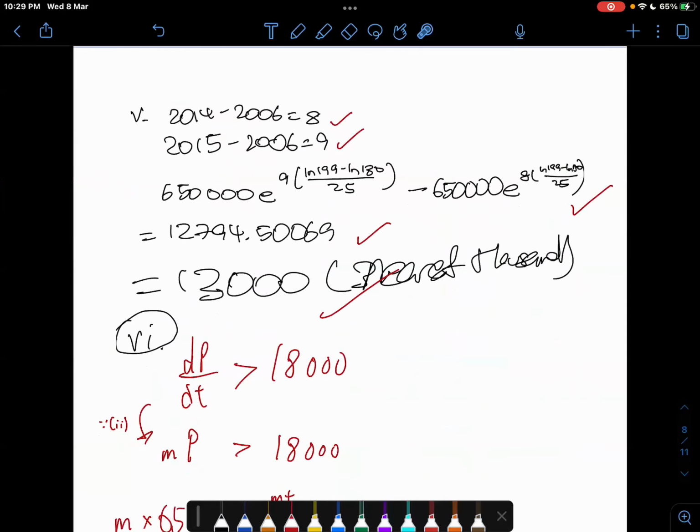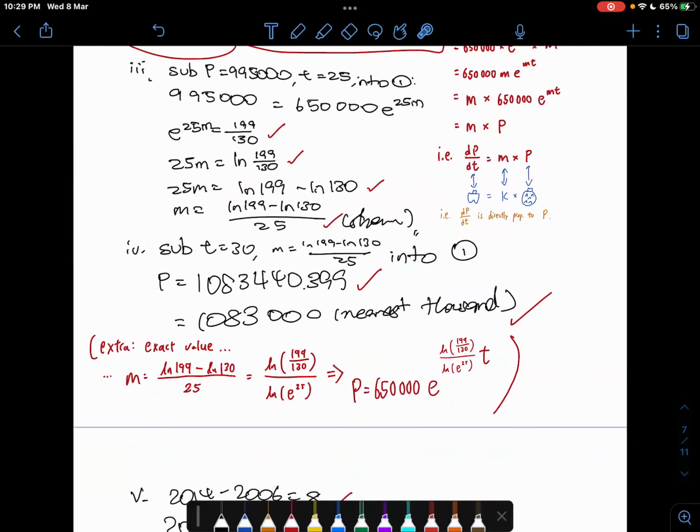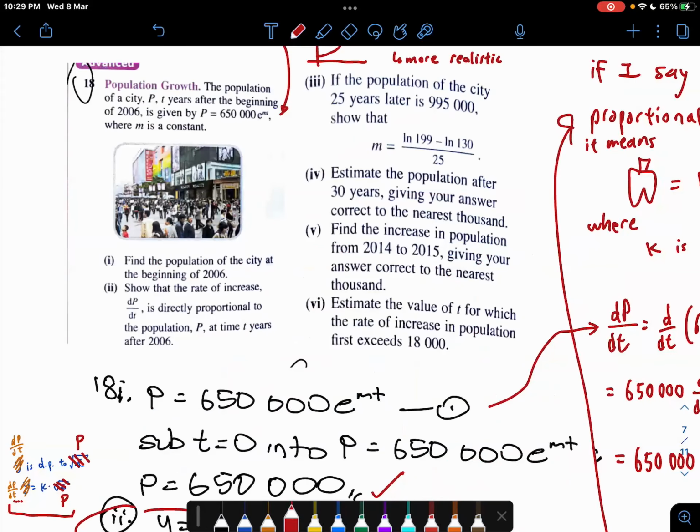Okay, for part 6. Estimate the value of t for which the rate of increase in population first exceeds 18,000. Do you understand what the question is asking?